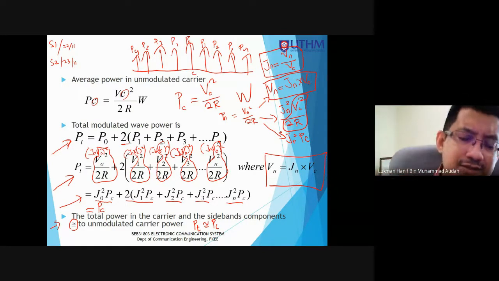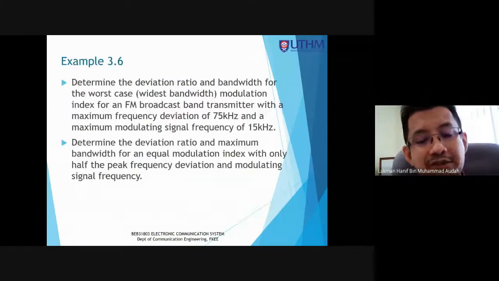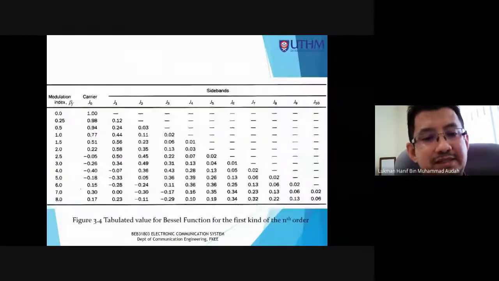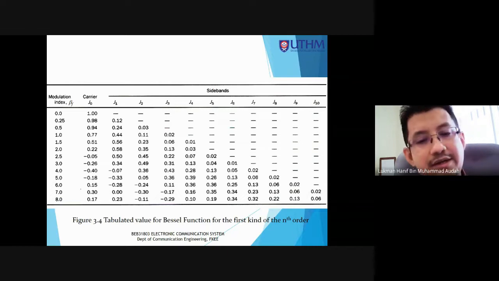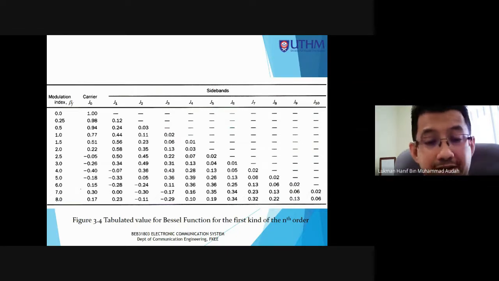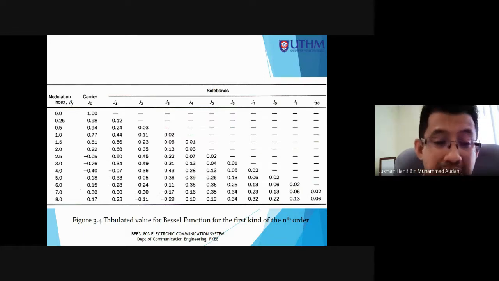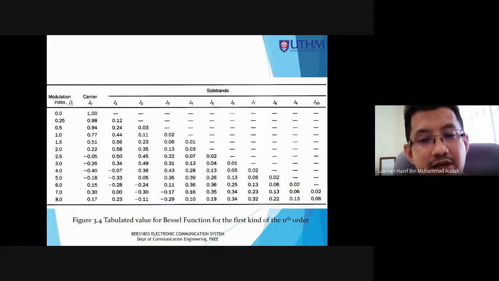Kenapa macam tu? Why is it like that? So we need to go back to the Bessel table. Okay, kita perlu kembali kepada Bessel table yang ini. And if you see from this table, it has neglected all the values less than 0.01. So semua nilai yang kurang daripada 0.01 telah diabaikan. Diabaikan dalam kes ini dia jadikan dash.